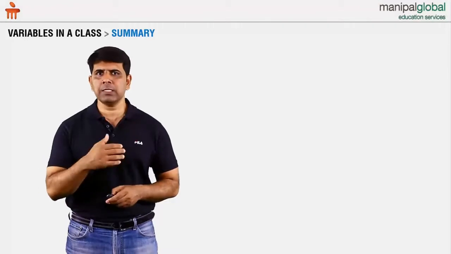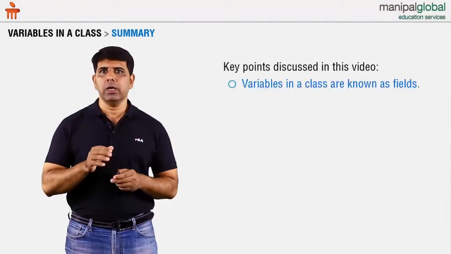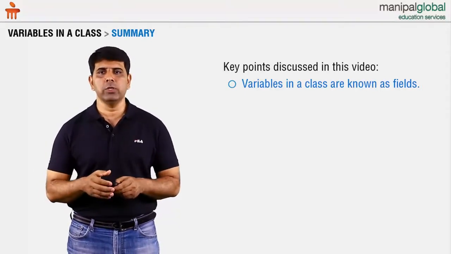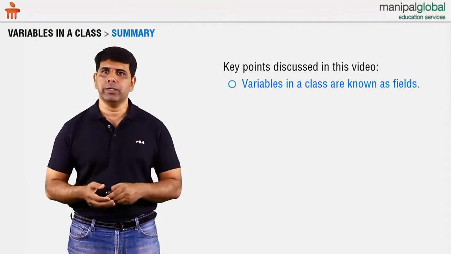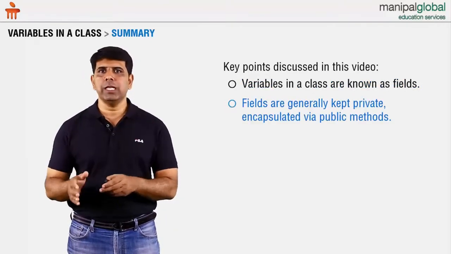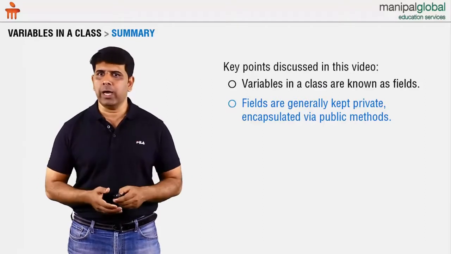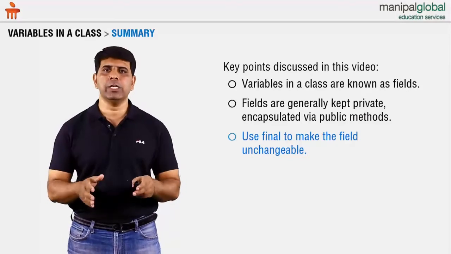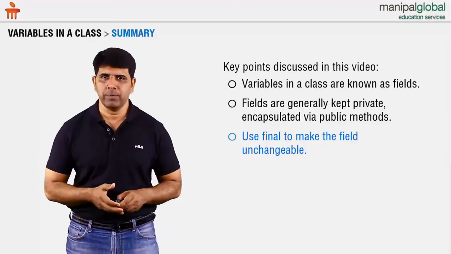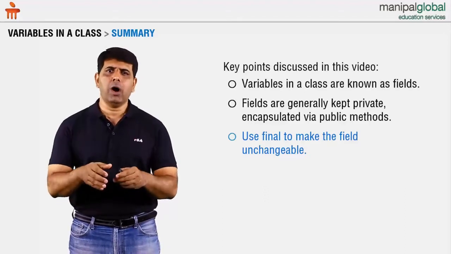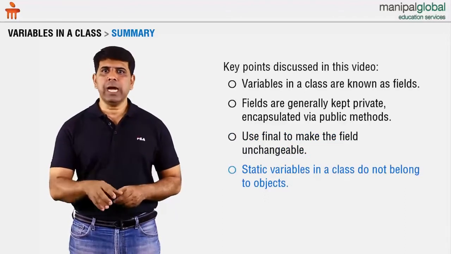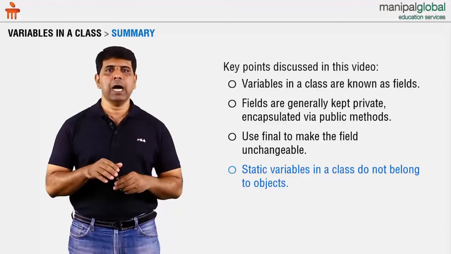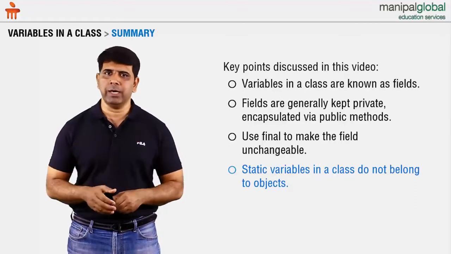Now let's quickly summarize what we have learned. A variable in a class is also known as a field. Sometimes they are called attributes, instance variables, or non-static variables. Fields are generally kept private and exposed via public functions. Use final to make the variable unchangeable or initialized only one time. You can do that with the help of a constructor or directly while declaring it. Static variables belong to the class and they don't belong to an object. They are also accessed using the class name rather than object references.